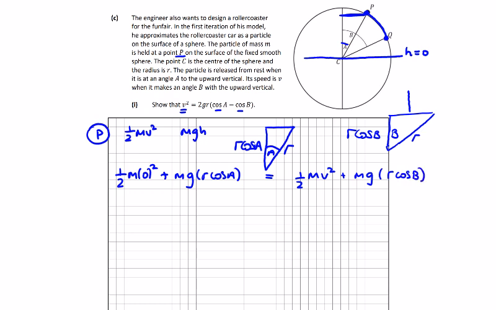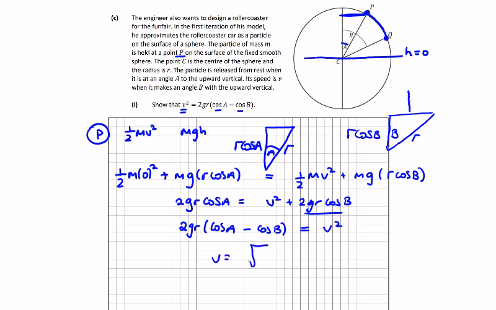So if we multiply by 2 and divide by m, we're going to get 2g r cos A is equal to v squared plus 2g r cos B. So 2g r, if I factor that out, I'll end up with cos A, and bringing across this guy, I'll end up with a minus, so minus cos B is equal to v squared. So v is equal to the square root of the expression above.